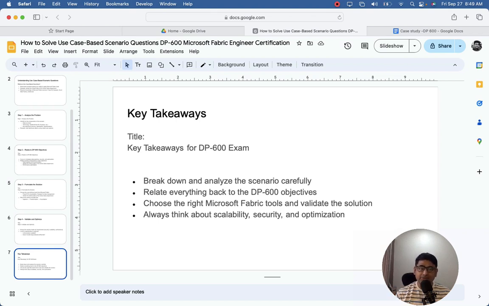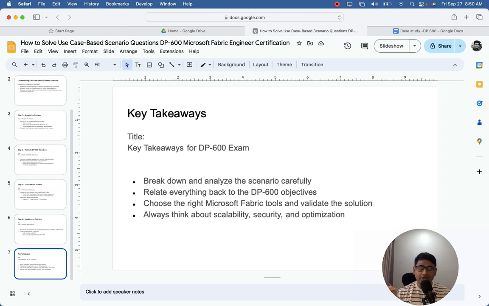Many a times, to save time, we do not read the complete paragraph and try to see what the question is. You may miss an important point. So break down the question into smaller parts, read that thoroughly, and then try to analyze the scenario.